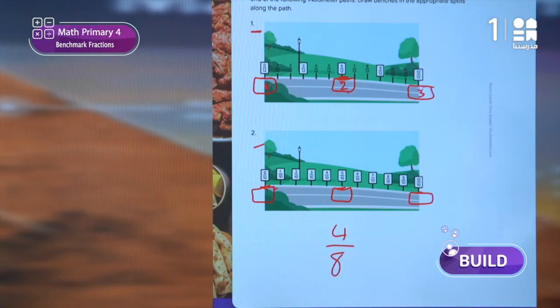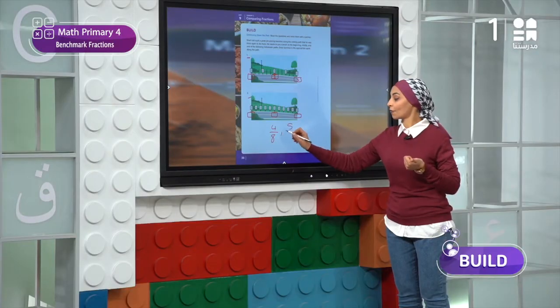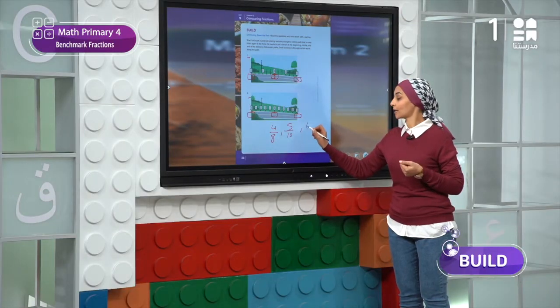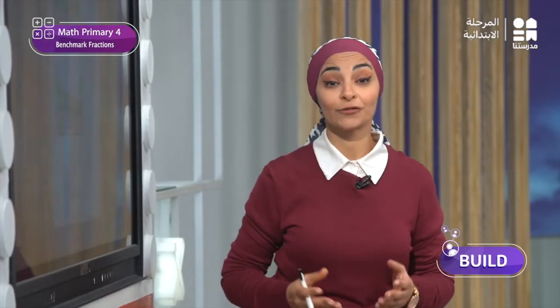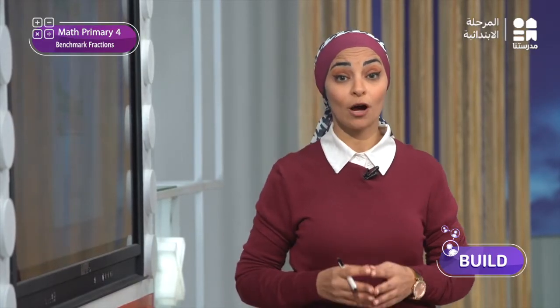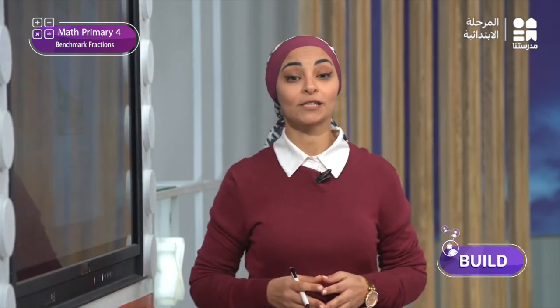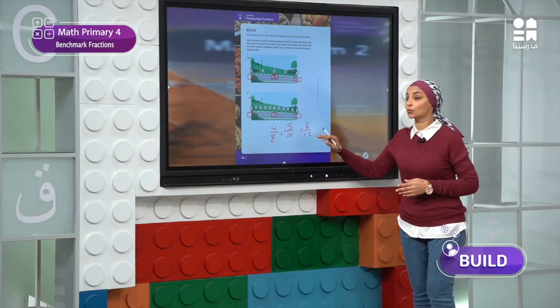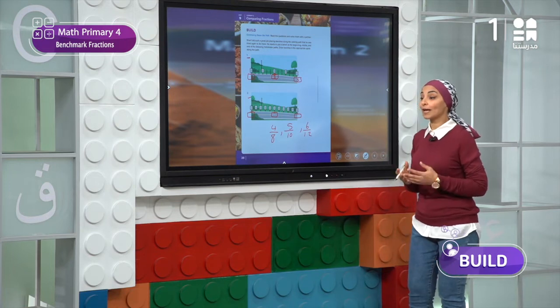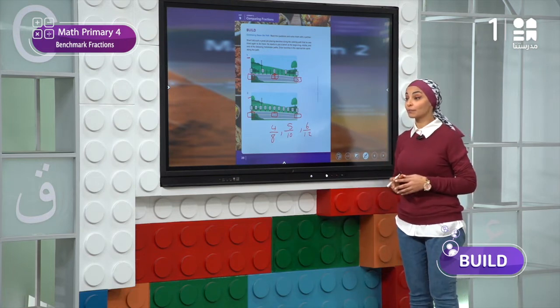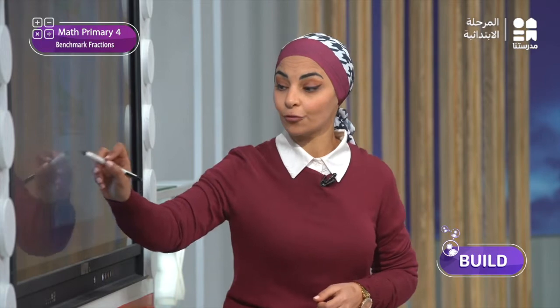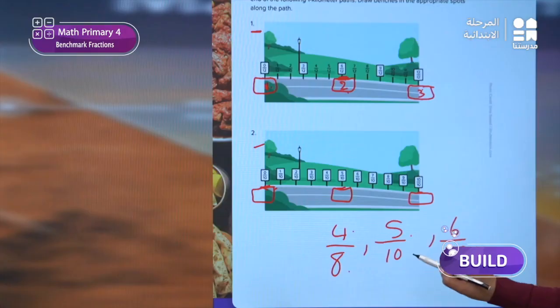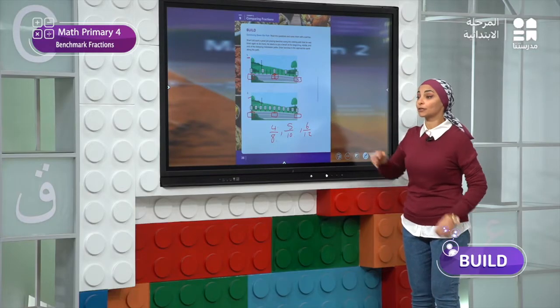And after we have finished these two examples, the middle spot was 4 over 8, and also 5 over 10 and also 6 over 12. Do you think these fractions are equivalent to half? Take a look at the numerator and the denominator. Does anyone notice a relationship between them? Yes, the numerator is half the denominator. We find that 4 is half of 8, 5 is half of 10, and 6 is half of 12.